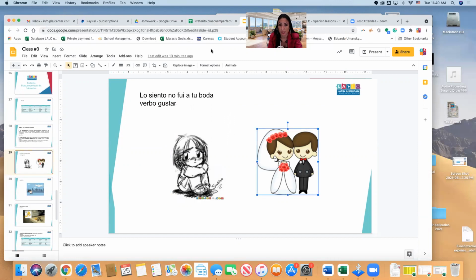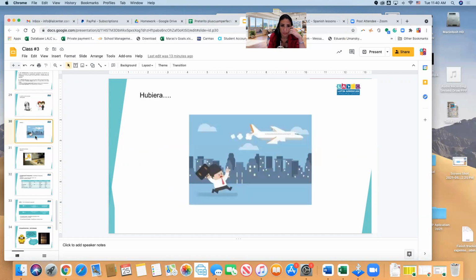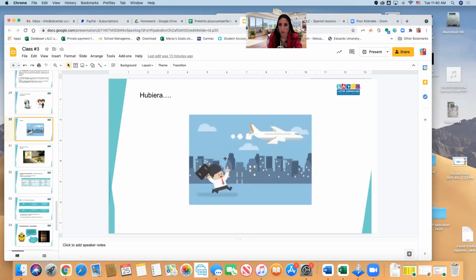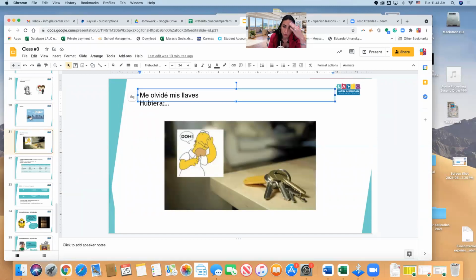Me hubiera gustado ir a la boda, for example, but you didn't. I didn't, so sorry, lo siento. Examples on what you use this. Ojalá hubiera salido más temprano de mi casa. So, I didn't miss the flight. Ojalá hubiera salido más temprano de mi casa. O me olvidé las llaves, o hubiera prestado atención. I wish I could have paid attention or something.